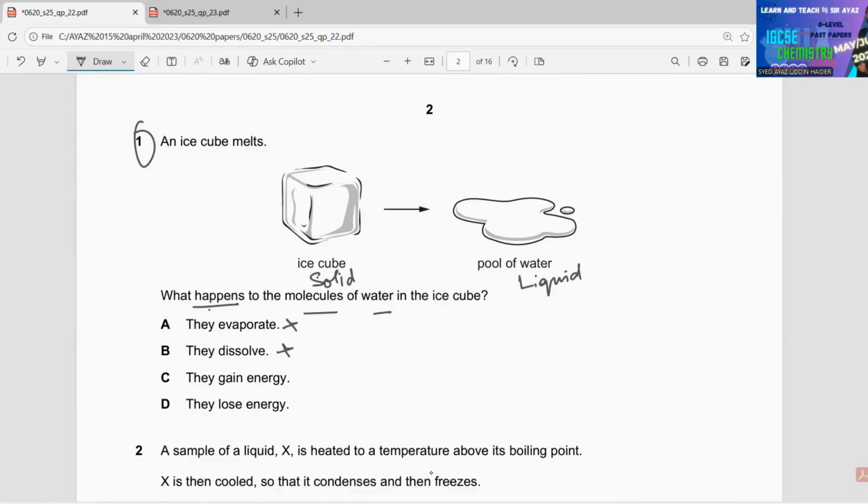They gain energy. This looks correct to me because when ice melts, the particles or the molecules, they gain energy. So this looks correct to me. Just see the last statement to confirm our answer. They lose energy. This is incorrect. And the particles lose energy, the other way around will be correct. That's from liquid to solid for this statement. So C will be the right answer in this case.